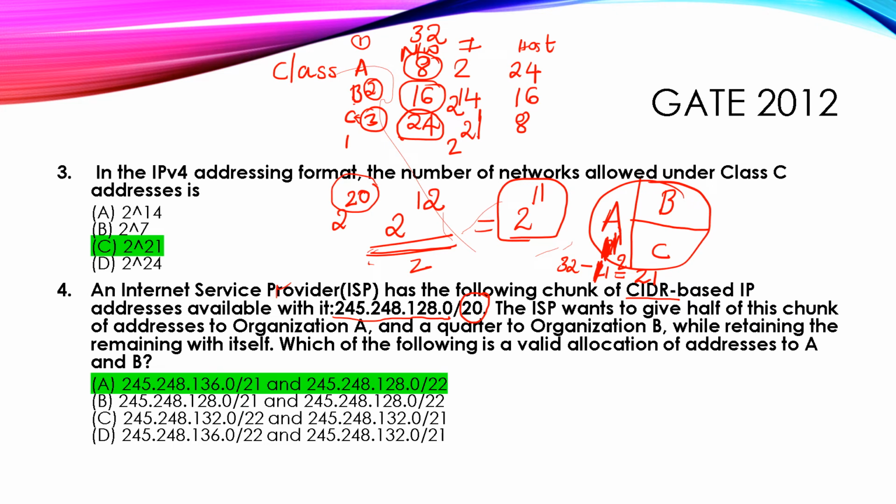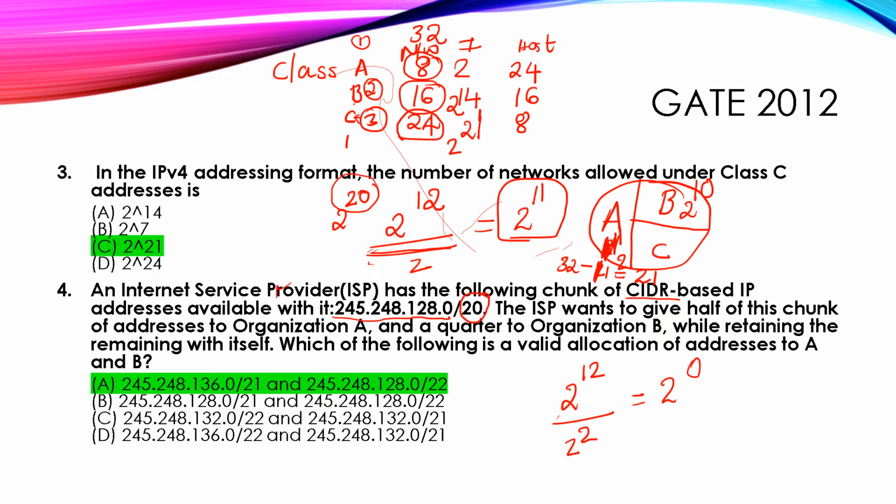And for class B, the remaining one, that means half of the remaining, a quarter of the total address space. So 2 raised to 12 total addresses are there. Out of that, 2 raised to 2 will be divided, so that 2 raised to 10. So 2 raised to 10 hosts are there, that means 1024 systems can be connected.